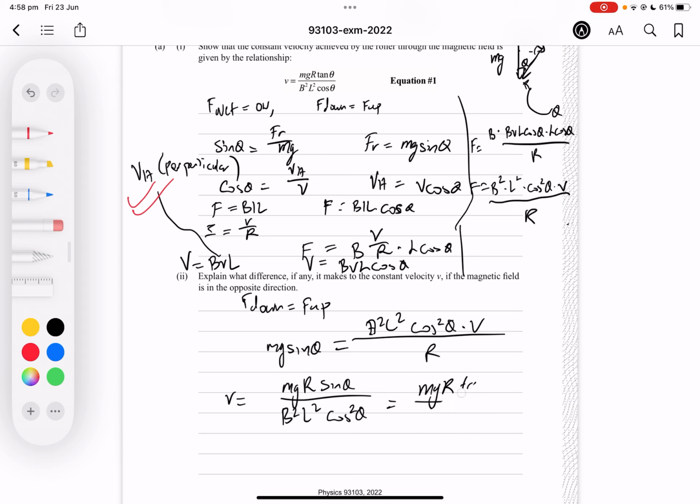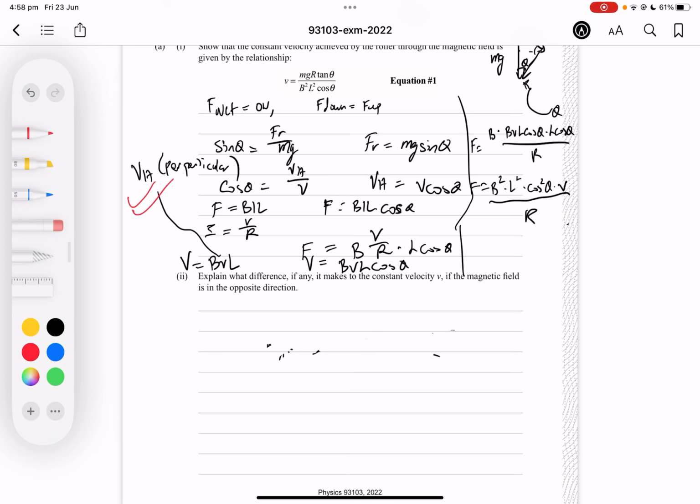So just going to free up our part 2 again for question 2. Explain what difference, if any, it makes if the magnetic field is in the opposite direction, for the constant velocity. And the fact is that the force induced only depends on the rate of change of magnetic flux. So when the bar is rolling down in the magnetic field, there's going to be a perpendicular component of the velocity cutting the magnetic field, and therefore that's going to be inducing a rate of change of flux, causing an induced EMF in the circuit, and there's going to be some back force opposing that motion.